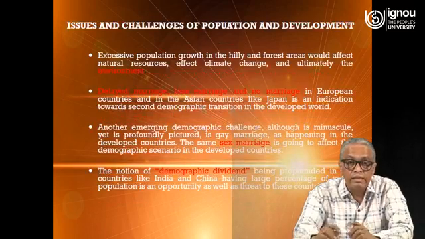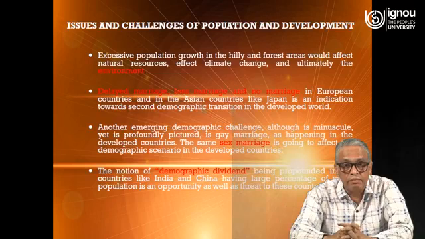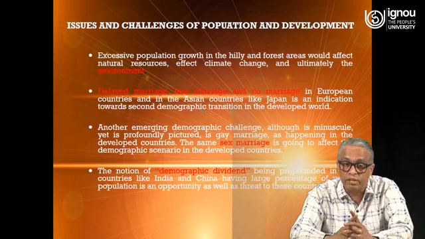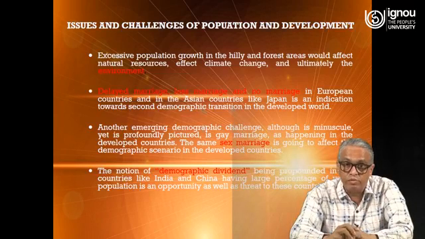Yes. Then there are certain issues and challenges of population growth and development. As I told earlier, population growth in the hill and forest areas leads to the cutting of the forest by poor people. Several studies say that poverty does harm to the environment. So growth of population will cause environmental disaster and environmental degradation.